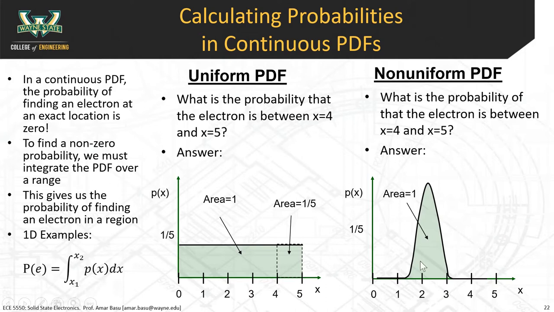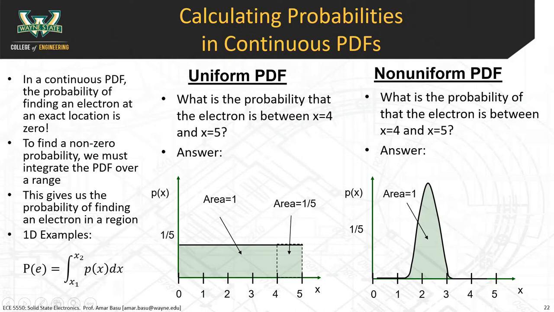So if we just take a few non-calculation examples, we just look at this geometrically. If we take a uniform probability density function, a uniform PDF is where there's equal probability everywhere. No bias. The electron can be found anywhere between here and the wall, and there's no bias to it. Uniform probability density function. What is the probability that an electron exists between x equals 4 and x equals 5?